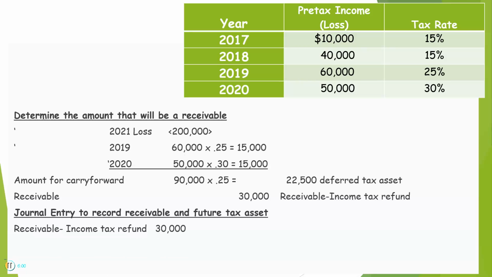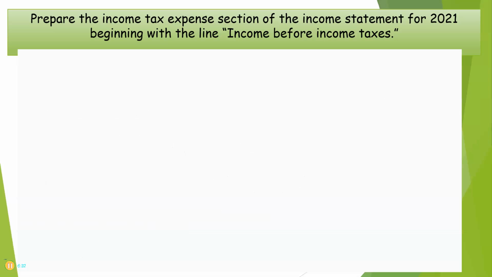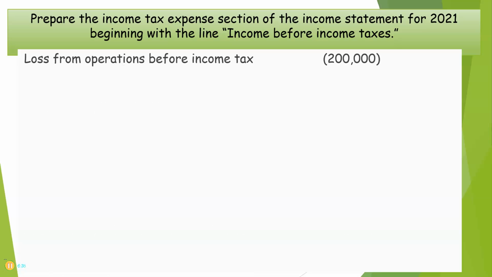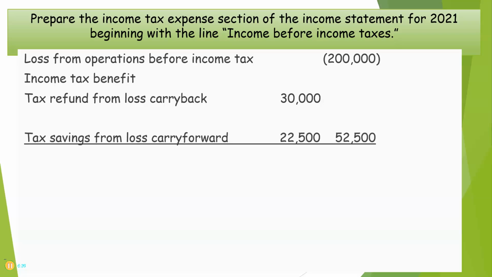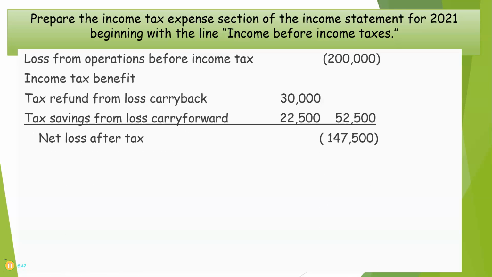So first, our receivable is 30, because that's the amount of taxes we paid in previous years, 2019 and 2020, and we now can get a refund from the government. We have a deferred tax asset, which is the balance that we would use as a carry forward of 90 million, and that's 22.5. And then we would book income tax expense of 52.5. A credit, it would reduce our income tax expense. So let's take a look at the income statement. We have loss from operations, income tax benefits, and now we would report a net loss after tax of $144,500.